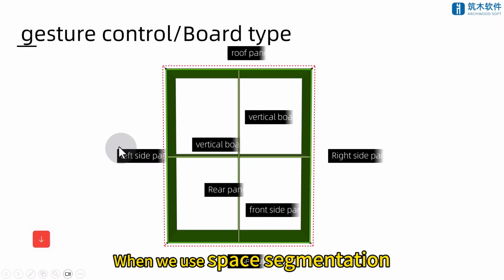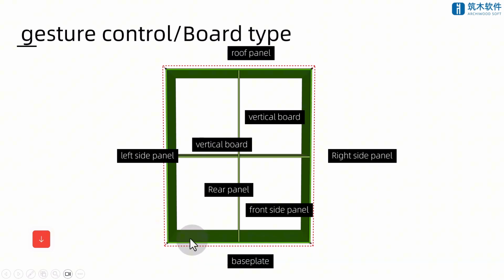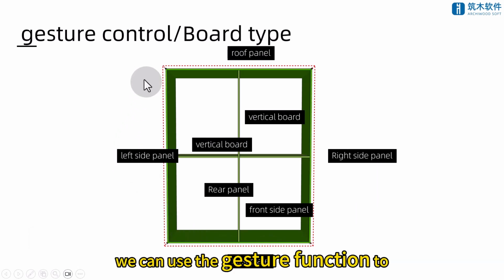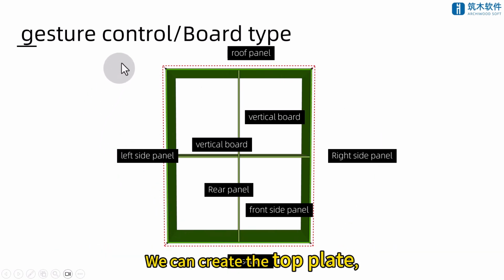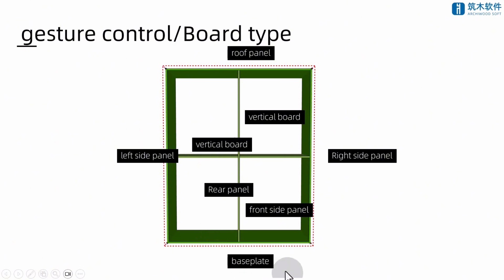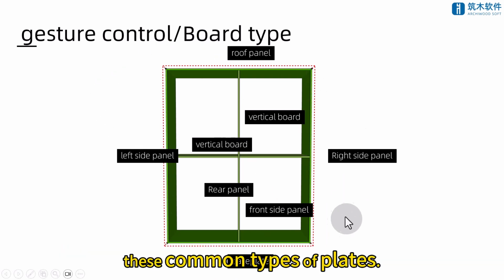In this video, we will look at the space division of ArchiWood nesting and gesture control of the board when we use space segmentation. In the process of creating the parts, we can use the gesture function to complete the creation of the corresponding parts. We can create the top plate, left and right side panels, vertical and horizontal plates, rear and front side plates. These are common types of plates.